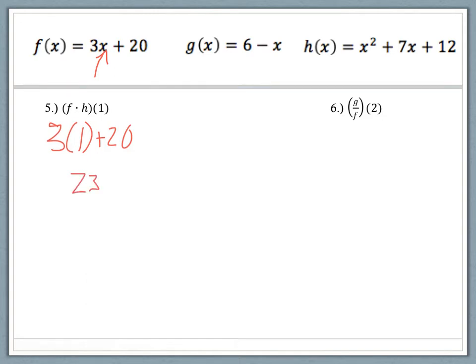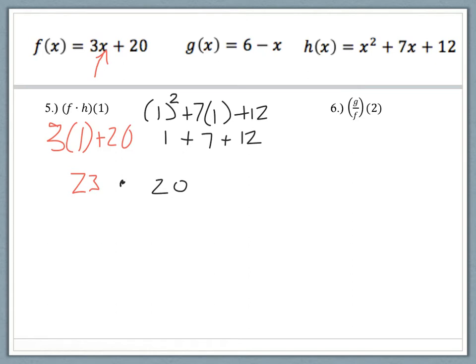Okay. Now I'm going to go ahead and do the same thing for our h function. So our h function is x squared, so I'm going to do 1 squared plus 7 times x, which is 1, plus 12. So that's 1 plus 7 plus 12, which gives me 20. So I got 23 for my f, and I got 20 for my h. Now I'm just going to multiply them since it was f times h. So 20 times 23 is going to give me 460. And that's my answer.